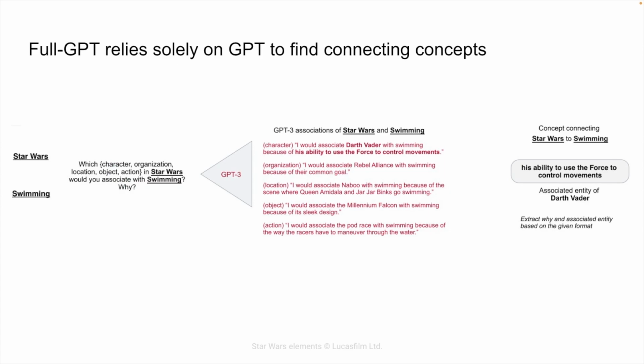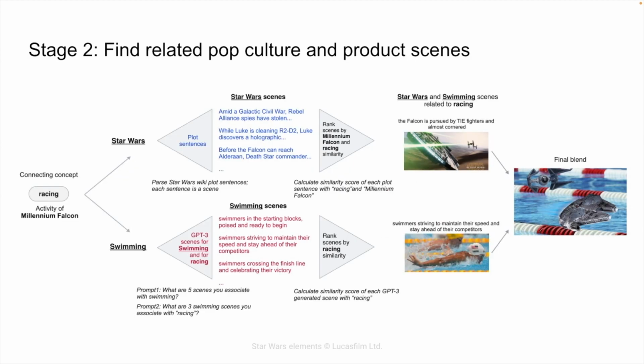The full GPT strategy relies solely on GPT to find connecting concepts. The system prompts GPT for characters, objects, locations, organizations, and actions that it can connect with swimming. For example, GPT said that Darth Vader was associated with swimming because of his ability to use the Force to control movements. At the end of stage 1, we get connecting concepts, such as racing.